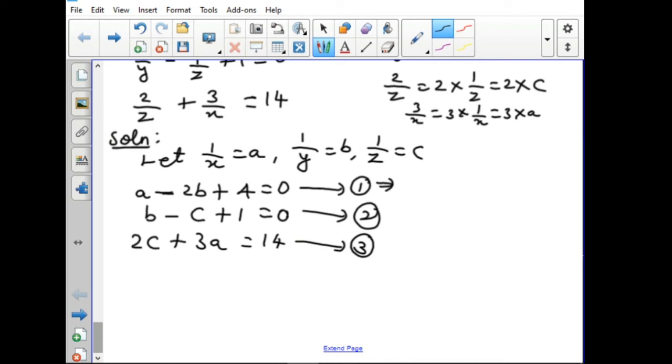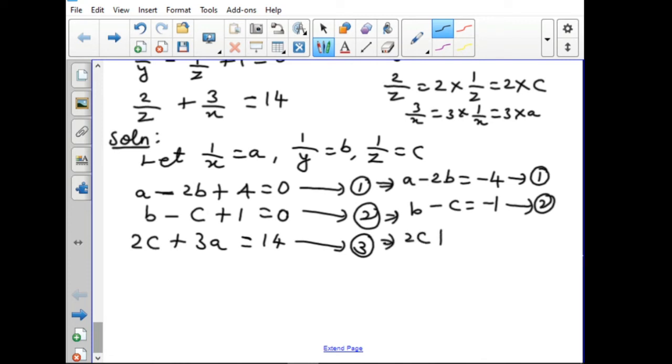These equations we have to write like this: a minus 2b plus 4, when it goes to that side, becomes minus 4. That is equation 1. In the second also we have a constant term, so we bring it to that side. So b minus c equal to minus 1. This is equation number 2. The third one, no problem, the constant term is already on the right side. Now 2c plus 3a equal to 14. This is equation number 3.